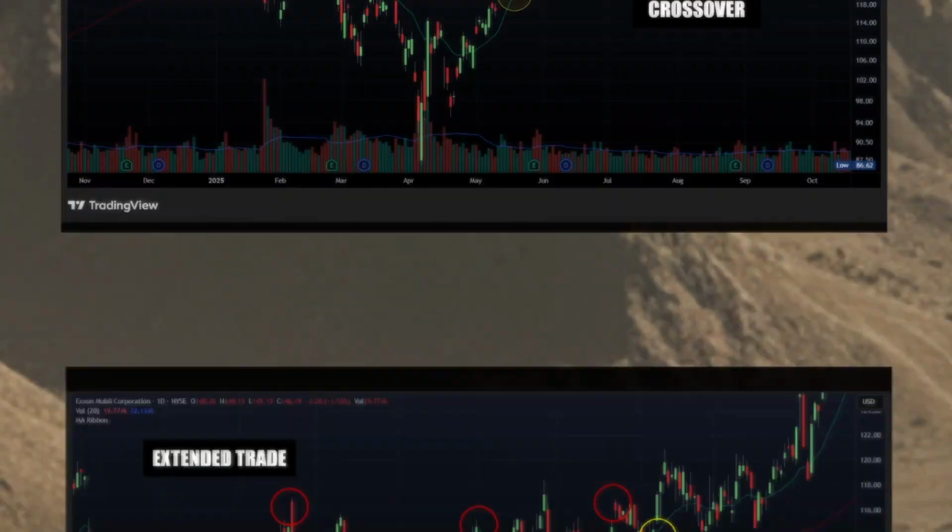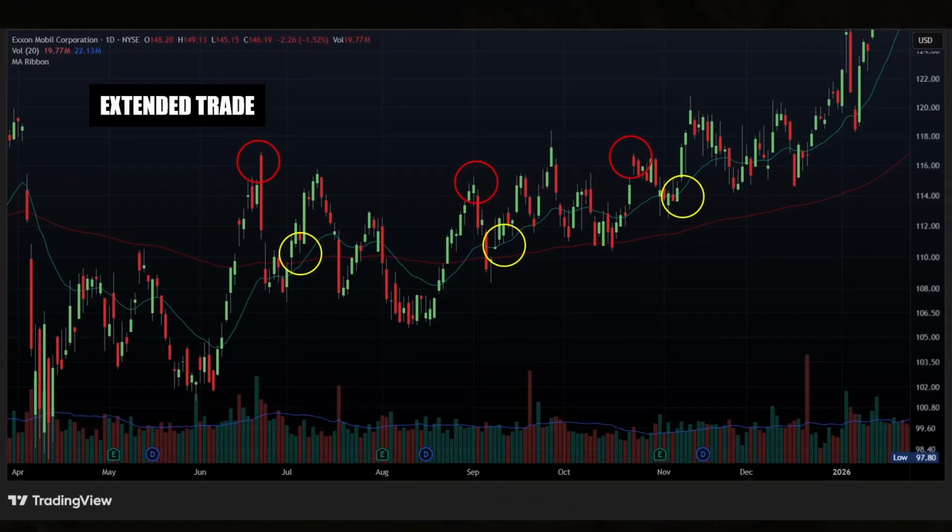Setup 3, the extended trade rule. Now let's talk about the extended trade. How do you know when it's too late to buy? Look at the distance between the current price and the 22 EMA. If that gap is historically large, the dog is stretched to the very end of the leash.